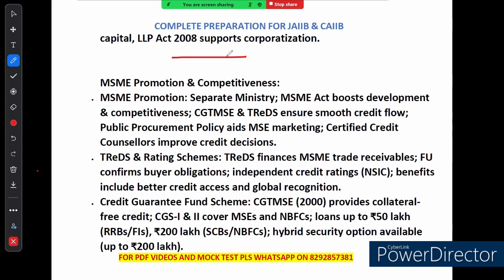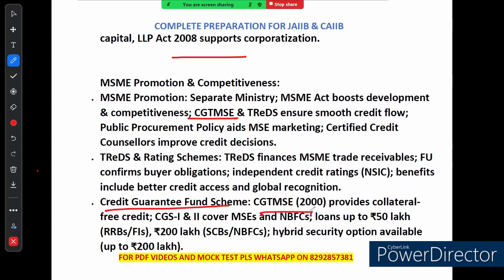So now let's talk about the second topic, that is MSME promotion and competitiveness. We are diving into how MSMEs get access to credit and the unique concept of cluster financing, right? On credit, there is something called CGTMSE, right? So what is this all about? Since 2000, MSMEs can get collateral free loans through the CGTMSE.